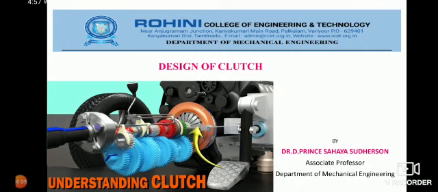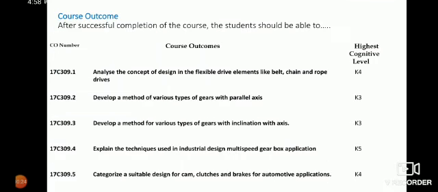Today, I am going to discuss the design of clutch, which comes under the subject Design of Transmission System, subject code ME8651. Before we deal with the subject, we can see the course outcome.